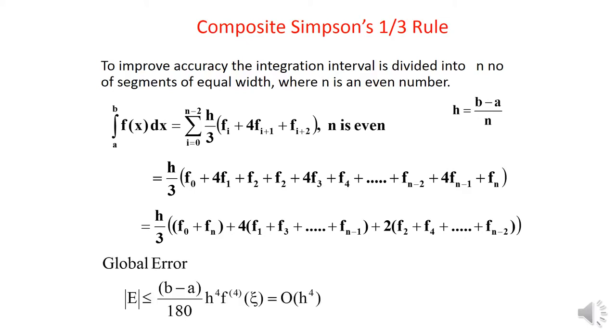Then we can have the global error, and the global error is (b minus a) upon 180 h to the power 4 f to the power 4 of zeta, which is of order 4.